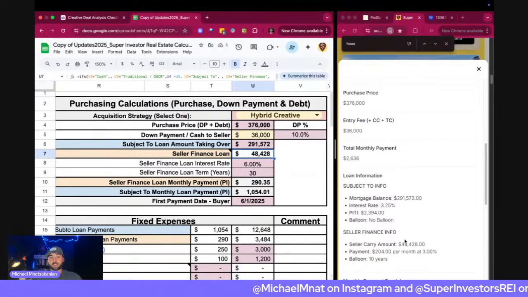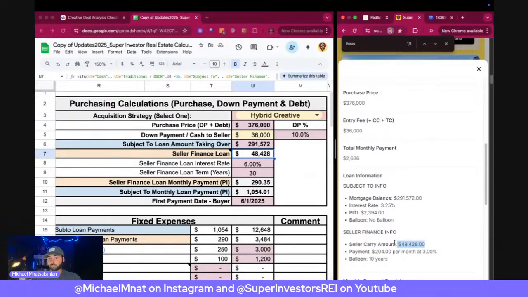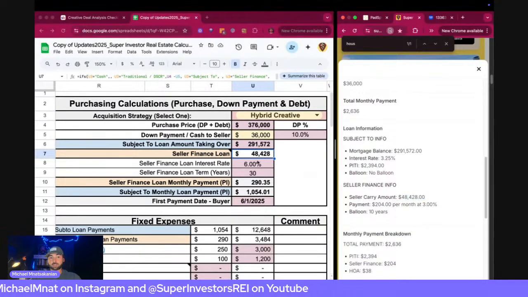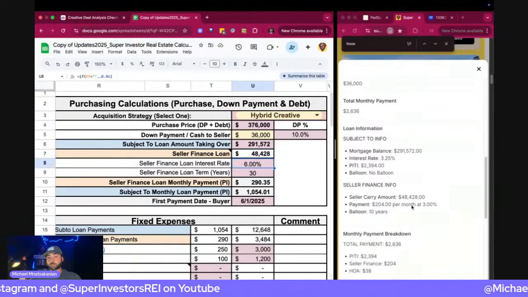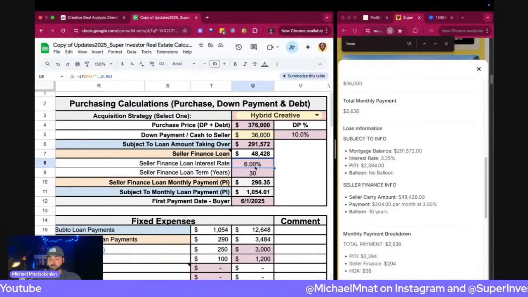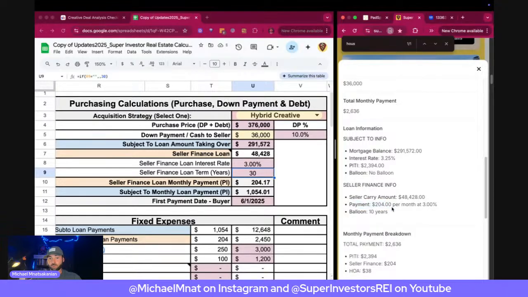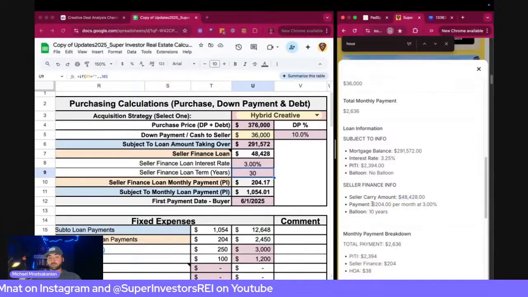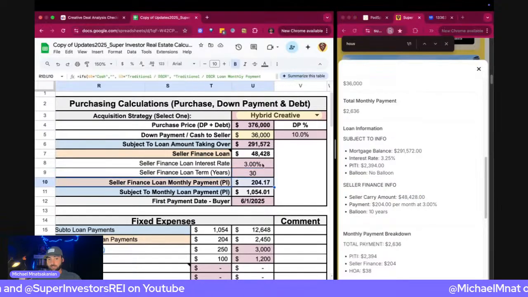And it says the seller finance amount is 48,428, which is exactly what's here. 48,428 for the seller finance, right? Not surprising. For the seller finance loan, you're going to put these terms here per month at 3%. No surprise that the payment they say at 204 for this loan amount at 3% is $204 payment. That's what's calculated here.